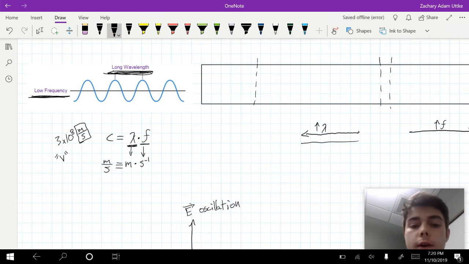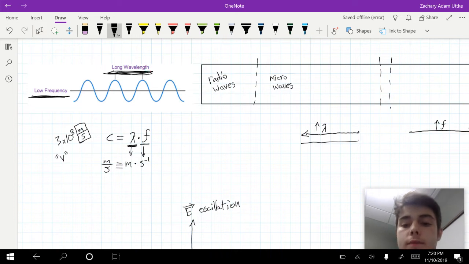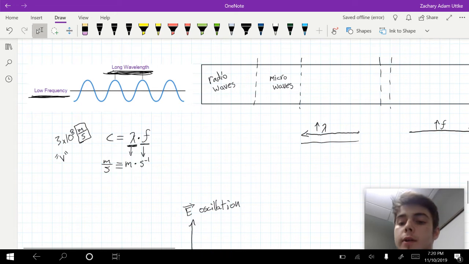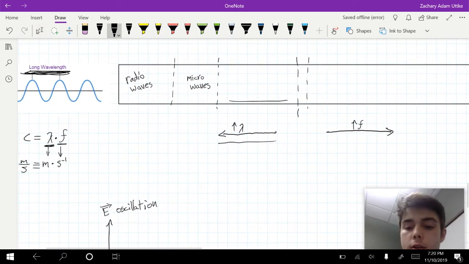At the very far end, we have radio waves. And then next, we have microwaves, with slightly bigger frequency and slightly smaller wavelength compared to the radio waves. Next, actually we're going to skip this section right here, and we're going to go to this tiny little section right here.